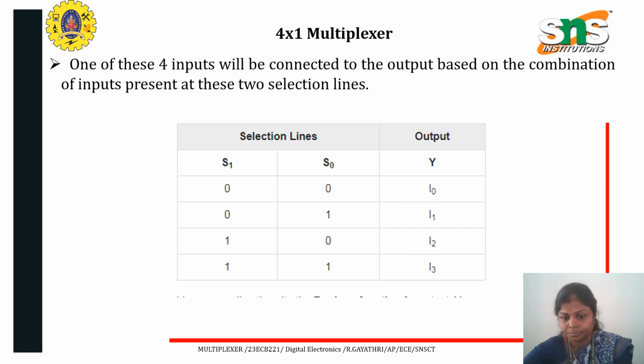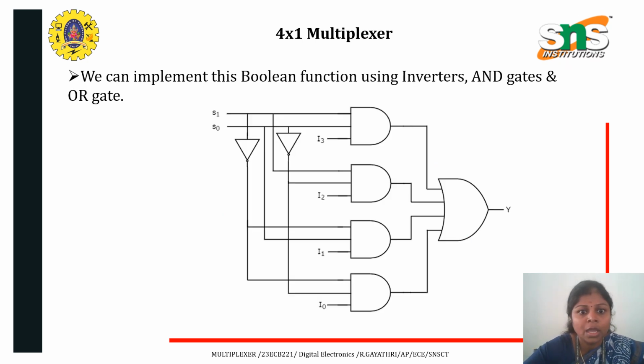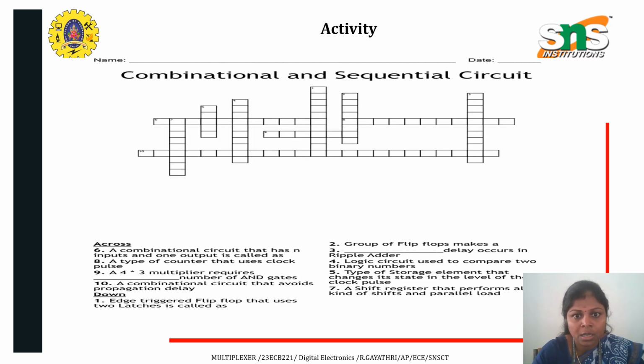Next, we are going to discuss the Boolean function by which the 4 cross 1 multiplexer can be implemented using inverters, AND gates and an OR gate. S0 and S1 will be the selection lines, the inputs will be I0, I1, I2 and I3, and the output will be Y. Then the activity, based upon combinational circuits and sequential circuits, is given as a crossword puzzle.